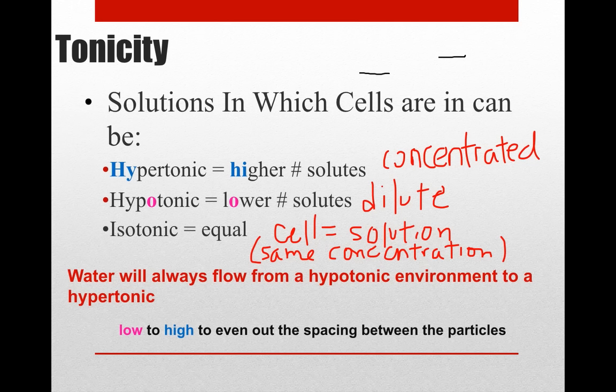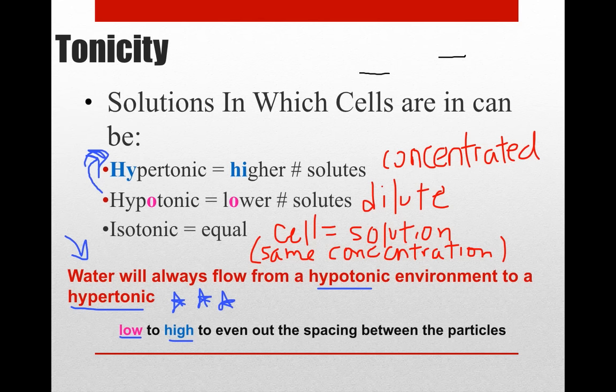So this next phrase right here is very important to know. Put some stars by it. So water always flows from a hypotonic environment to a hypertonic environment. So it always goes from a hypo to a hyper. Why is that? Okay, it always goes from low to high to even out the spacing between the particles.